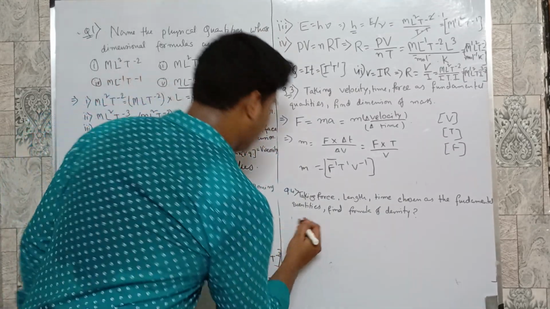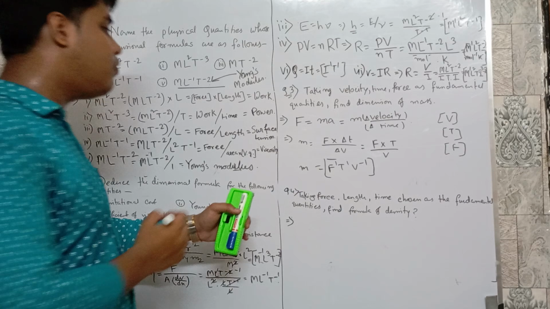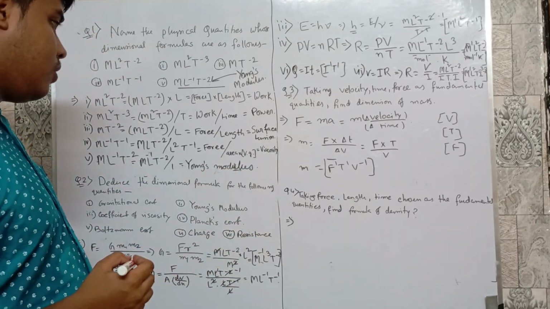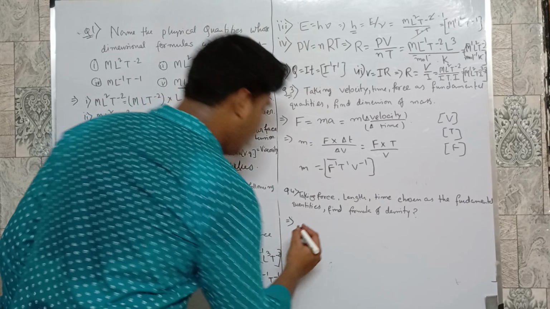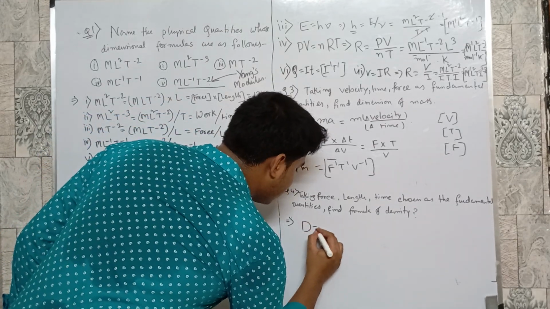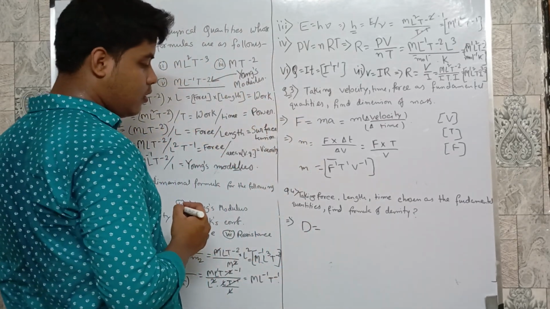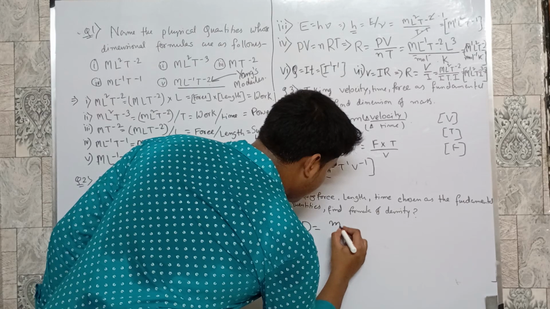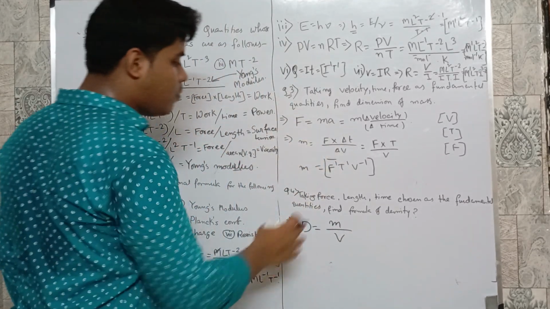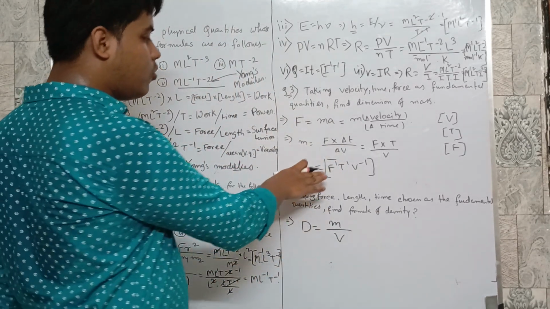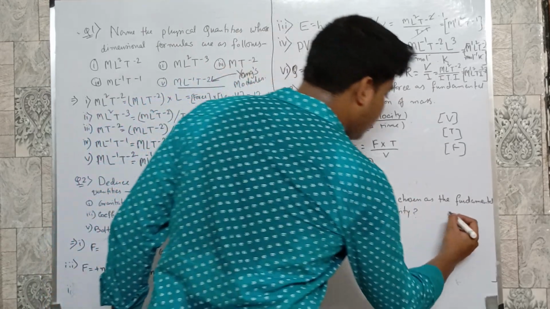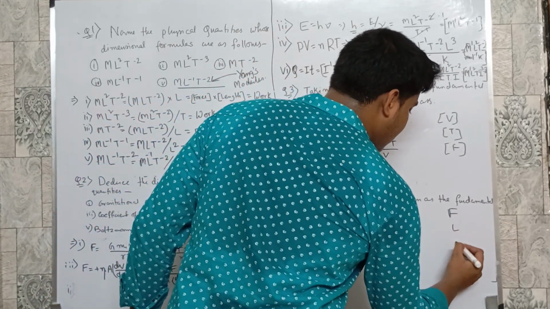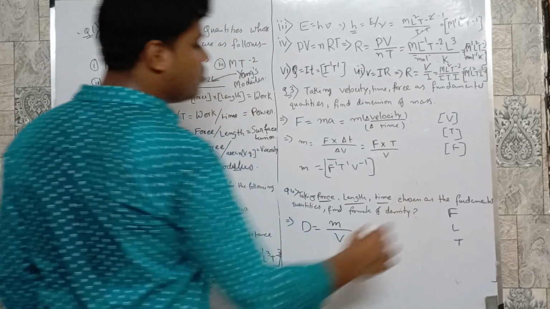Last question, same type. Taking force, length and time as the fundamental quantities, find the formula of density. Density, as we know, is basically mass per unit volume, so m by v. Now mass is represented in force, time, velocity. So what are the quantities given? Force, length and time. These are the quantities we will use.